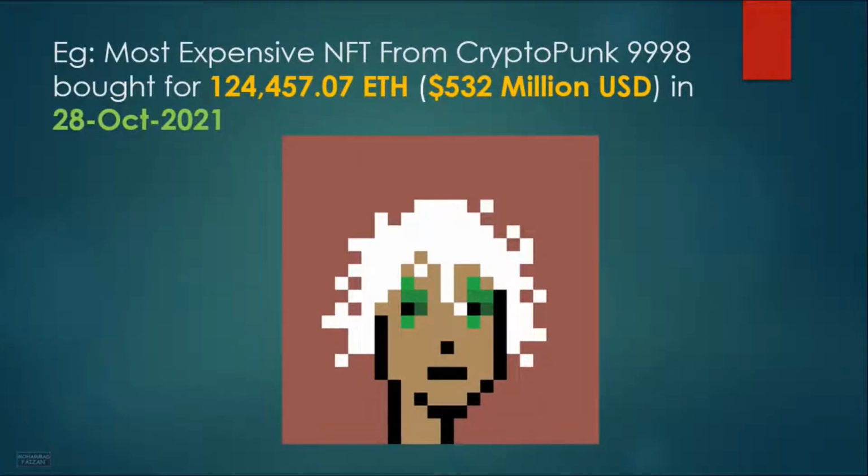Here you can see an example of the most expensive NFT from CryptoPunk. The NFT name is CryptoPunk 9998, bought for 124457.07 ETH, meaning Ethereum. The total in USD is 532 million US dollars on 20th October 2021. Okay, let me show you on the website where these NFTs exist.